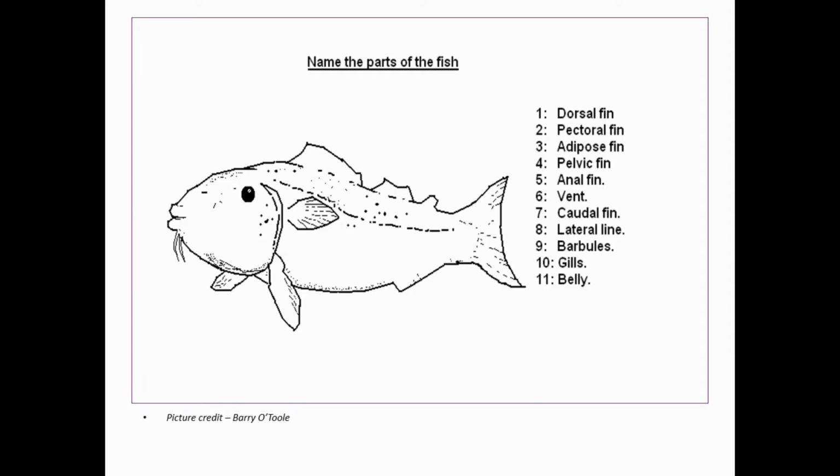Then this is a generic picture of a fish. There is no fish which would have all of these features, but you can explain to the students which are the dorsal fins, which are the pectoral fins, what an adipose fin is and which species would have it, the caudal fin, the lateral line, the barbules, of which fish have barbules, what the gills are and what they do. This is just to aid identification.